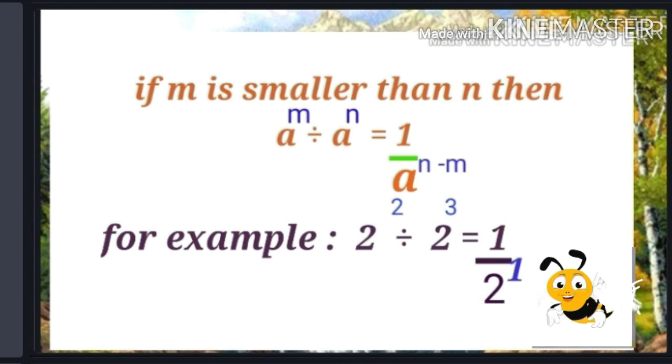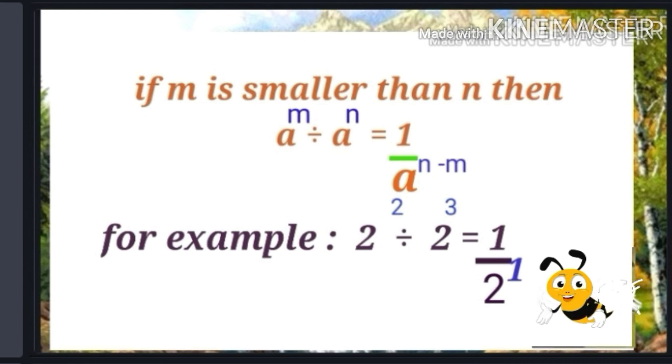For example, 2 raised to power 2 divided by 2 raised to power 3. What to do? Here it is 1 by 2 raised to power 1. 3 minus 2 is 1. The reciprocal is 1 by 2 raised to power 1.